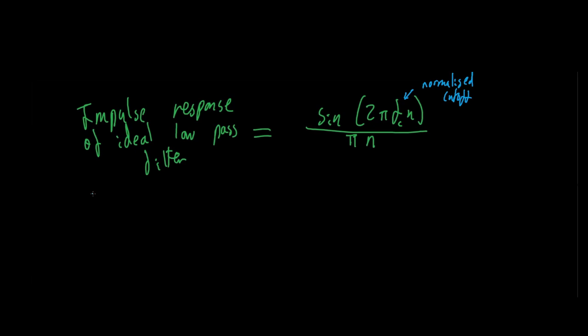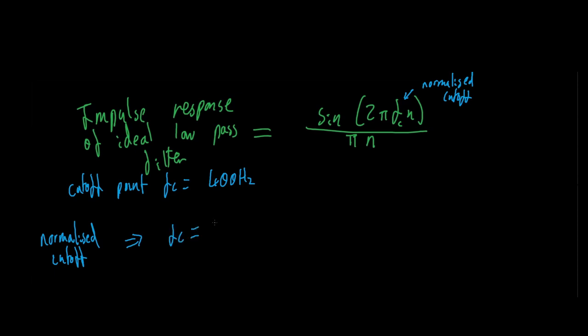Imagine in real life you wanted to remove 400 hertz. So cutoff point FC is 400 hertz. In real life, if you want to remove 400 hertz, well, in the FIR filter, we're using a normalized cutoff frequency, not the actual real life cutoff frequency. So how do you get from 400 hertz to the normalized cutoff? Well, normalized cutoff frequency is equal to FC real, we'll call that the real one, divided by Fs divided by 2.